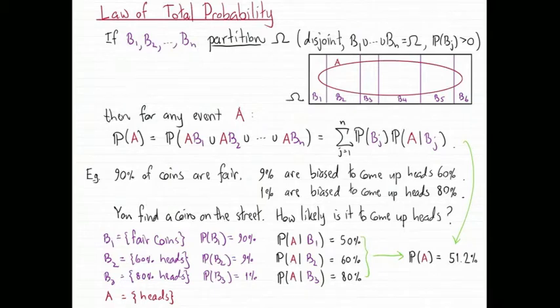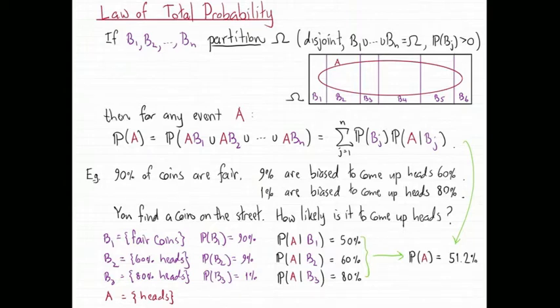Okay, this information here, that 90% of coins are fair, is the statement that if we let B1 be the set of fair coins, the probability of B1 is 90%. And the fact that it's fair is the statement that if A is the event that it comes up heads, the probability of A given B1, given that you're a fair coin, is exactly 50%.